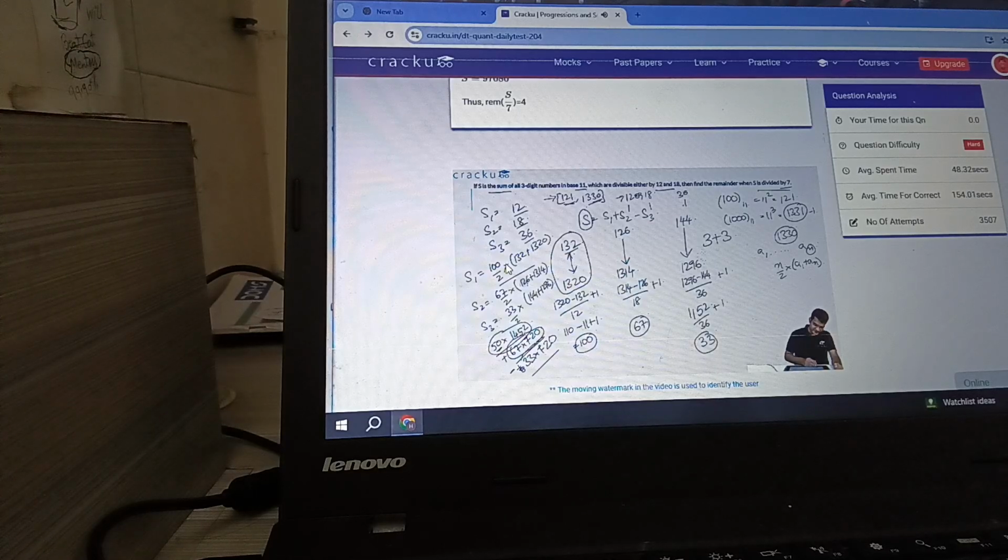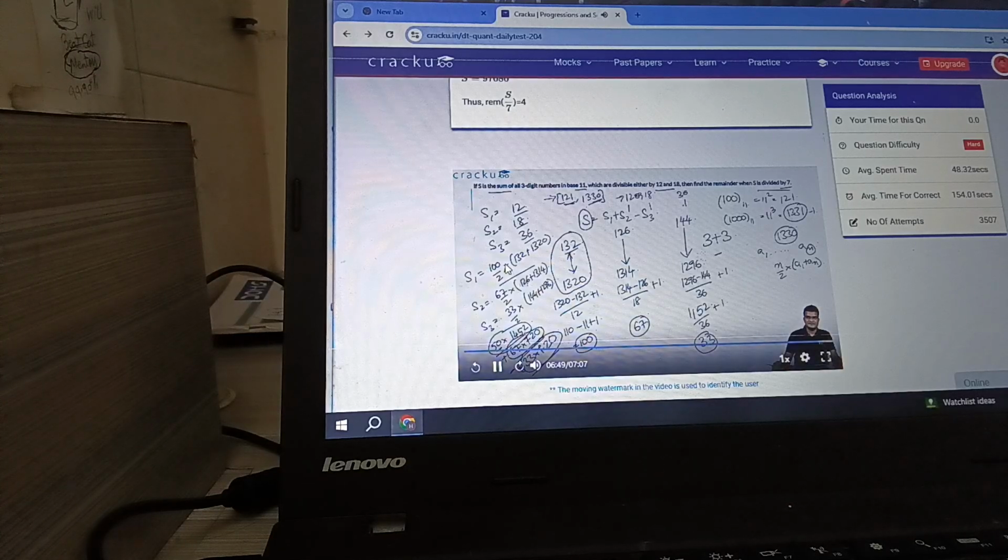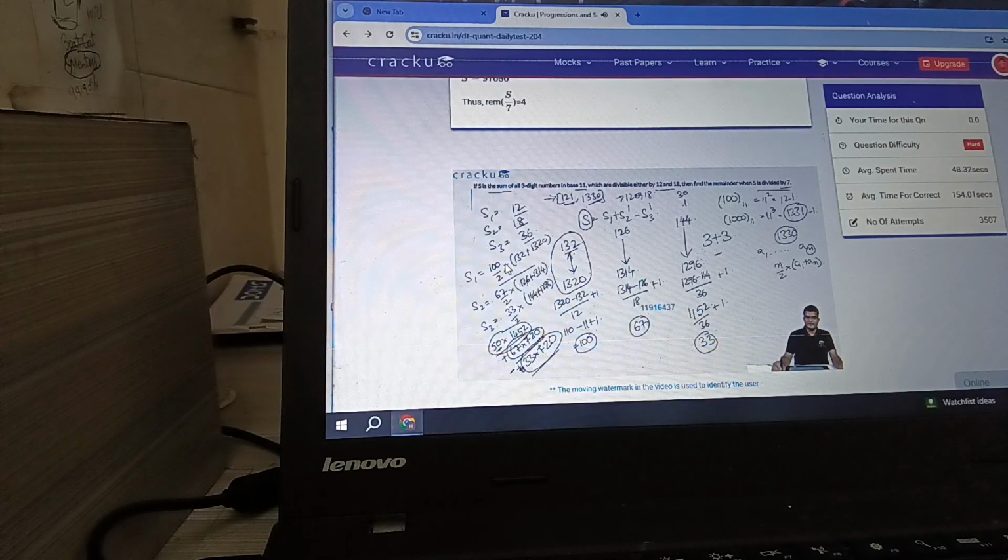And what is the remainder when 33 into 720 is divided by 7? 33 is 28 plus 5, so we can ignore the 28. So it is the same as 5 into 720. Again, as we discussed earlier, 720 is 700 plus 20. So the remainder is the same as when 5 into 20 is divided by 7. 5 into 20 is 100. So the remainder when 100 is divided by 7 is 2. So the overall remainder will be 3 plus 3 minus 2, which is equal to 4. So the required answer in this case is 4.